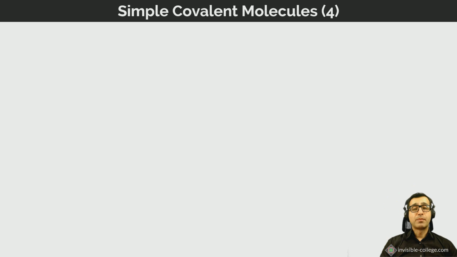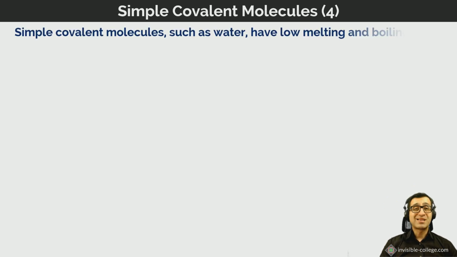Okay, so simple covalent molecules such as water have low melting and boiling points. So this is where we get into the distinction between physical properties and chemical properties. The melting and boiling points of water are physical properties of water because they relate to physical changes. When you change water from a liquid to a gas, you're not chemically changing it. You're not turning it into a different material. You start with water H2O, you end with water H2O. It's just in a different physical state. And so melting and boiling points are physical properties.